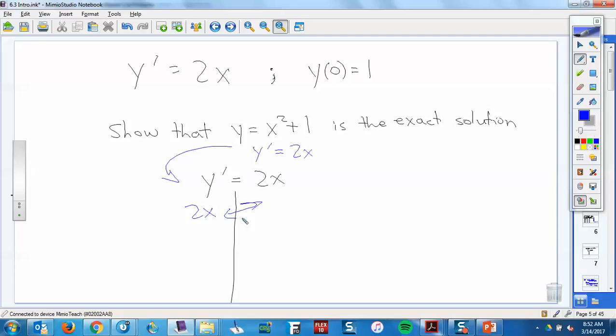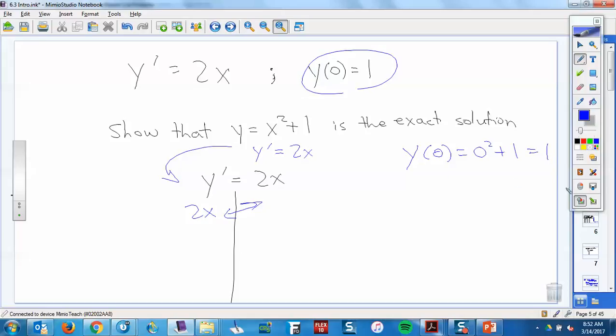The other thing you have to do, we did a few of these, not very many. Mostly when we did our t-table, we just stopped right here. But whenever you have an initial condition, you got to put that in too. So you got to show that y of 0 does equal 1. So you've got to put a 0 in here. So you got to go 0 squared plus 1. Oh yeah, okay. Y of 0 also equals 1, right?